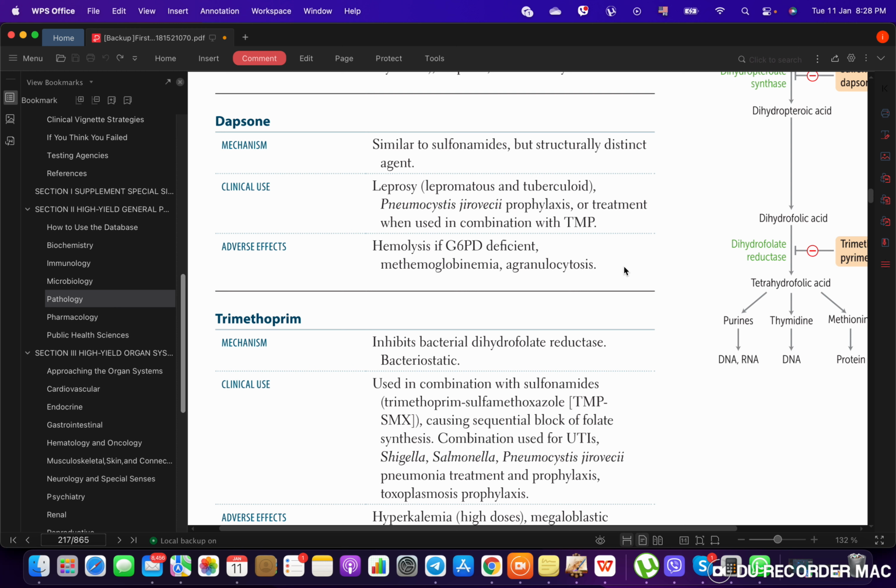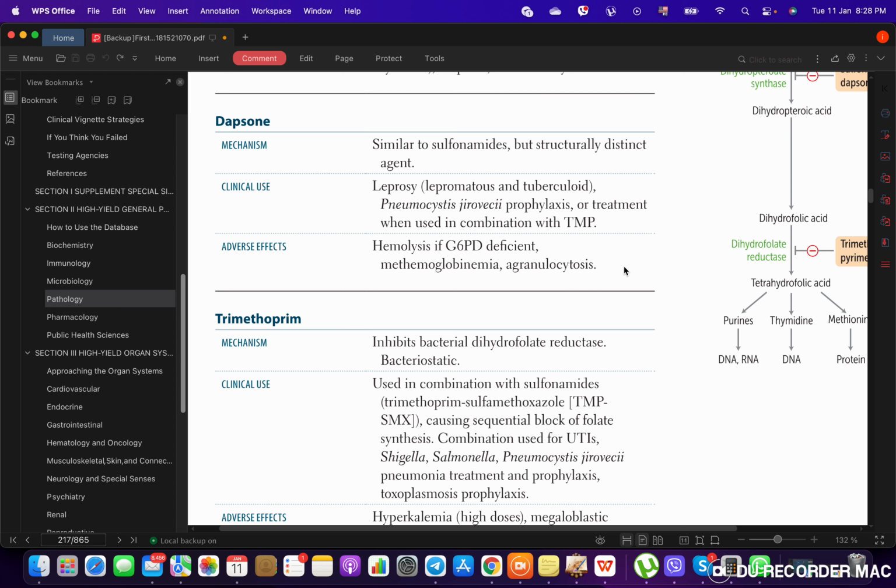$200, and the 100 was for what, guys? The 100 was for what? Toxo, absolutely, good. So a retreatment when used in combination with the trimethoprim.